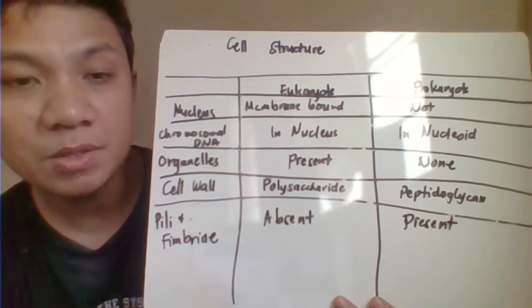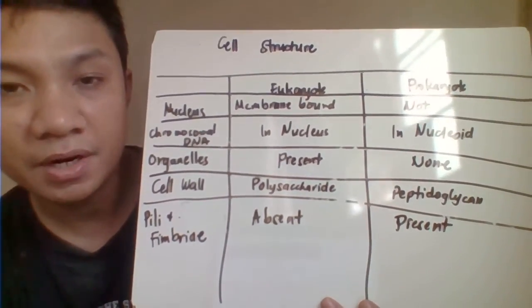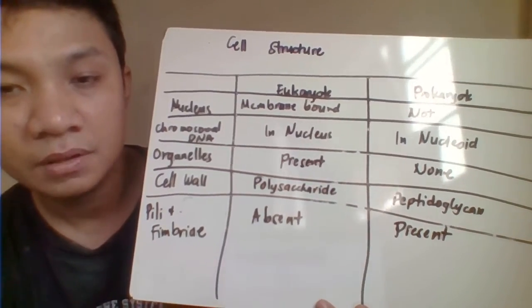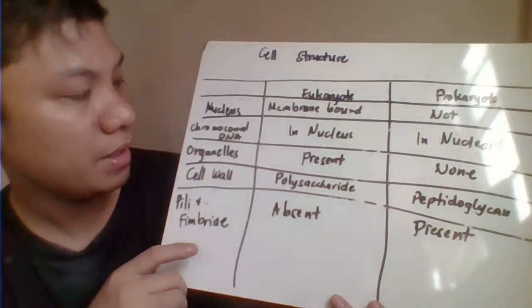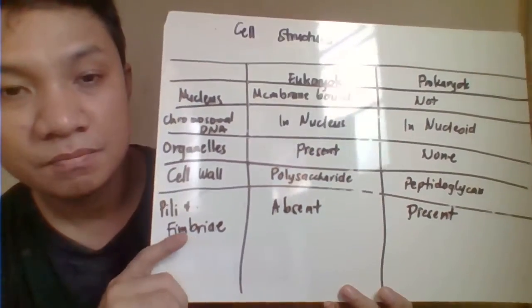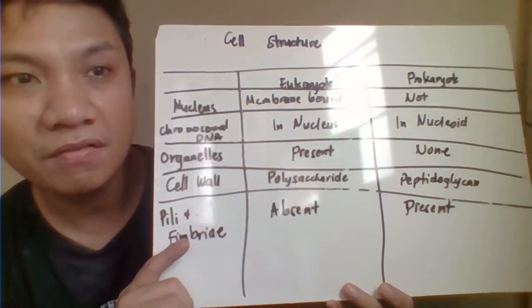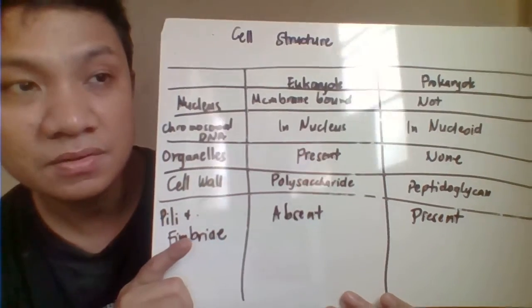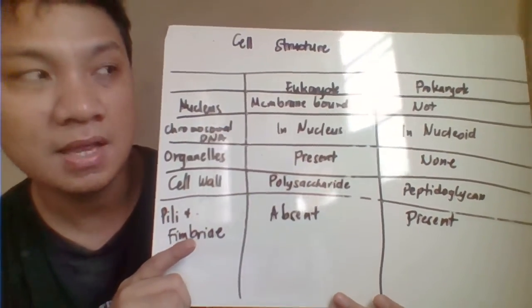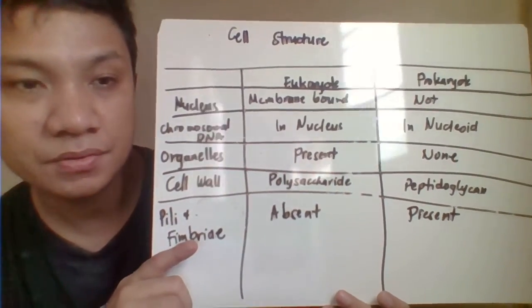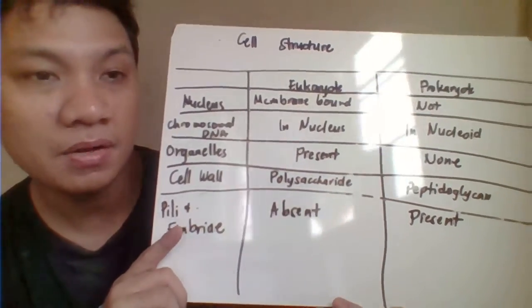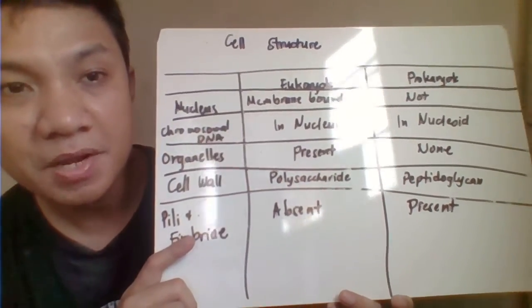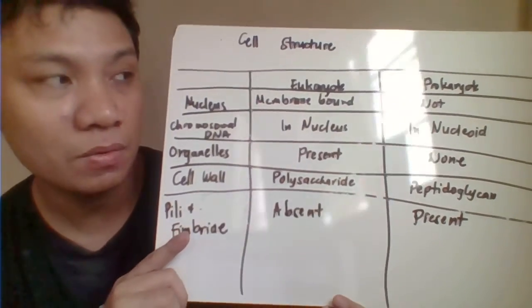So the difference between your prokaryotes and your eukaryotes here. Okay, the first one, we have here the membrane. We have here your nucleus. So nucleus here could eventually be found only in the eukaryotes. Walang nucleus ang ating prokaryotes. For their chromosomal DNA, since may nucleus ang ating eukaryotes, their chromosome here could be found inside their nucleus.